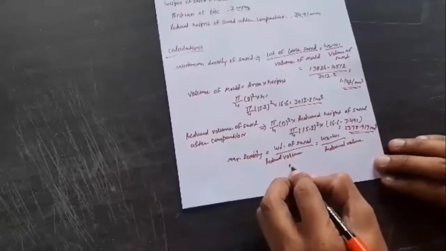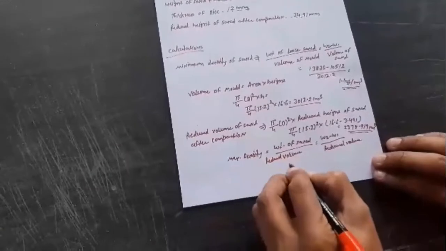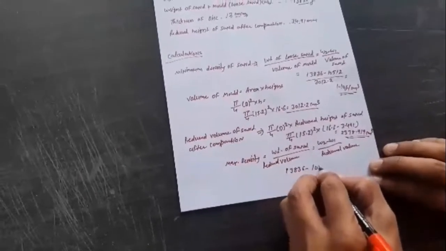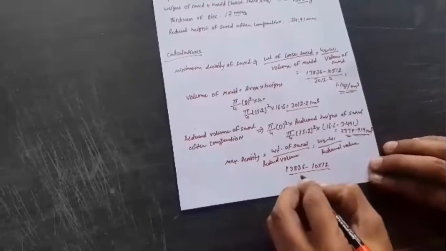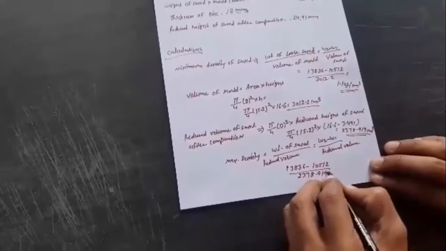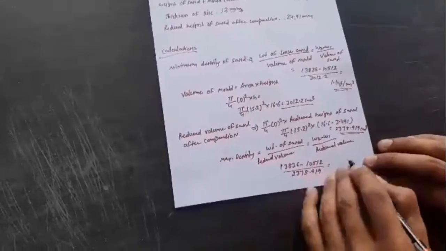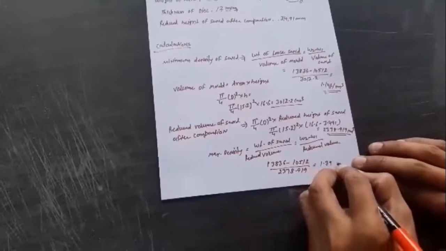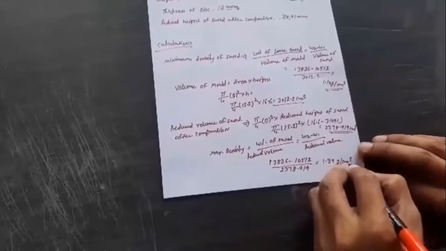Now maximum density is the weight of sand, which remains the same, divided by the reduced volume. You will get the maximum density of that sample. It's coming out to be 1.39 gram per centimeter cube.